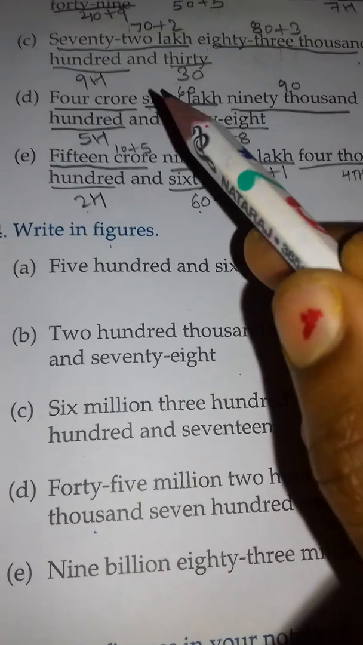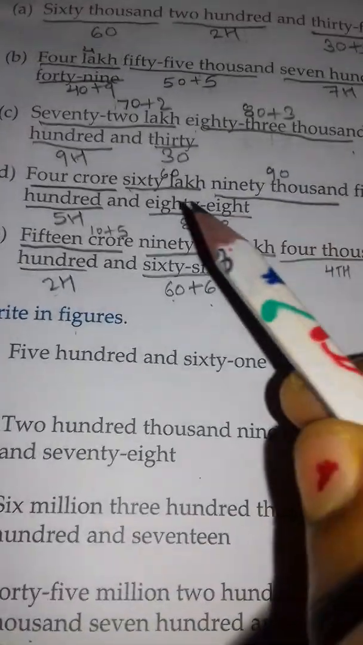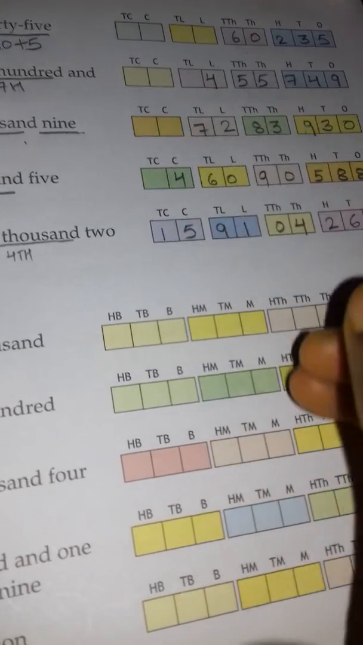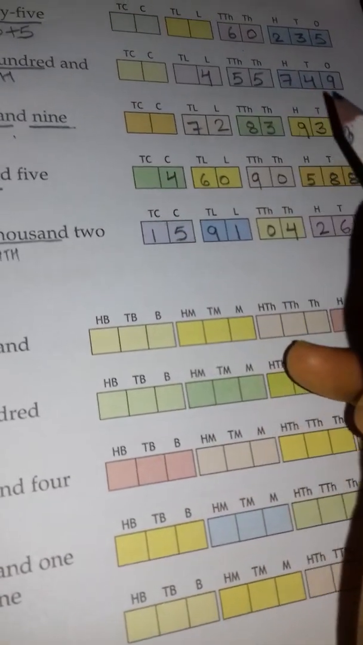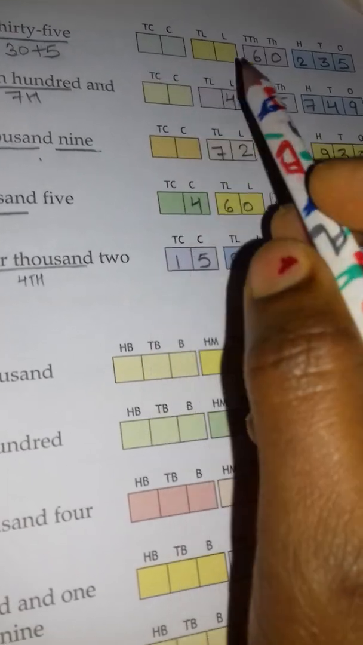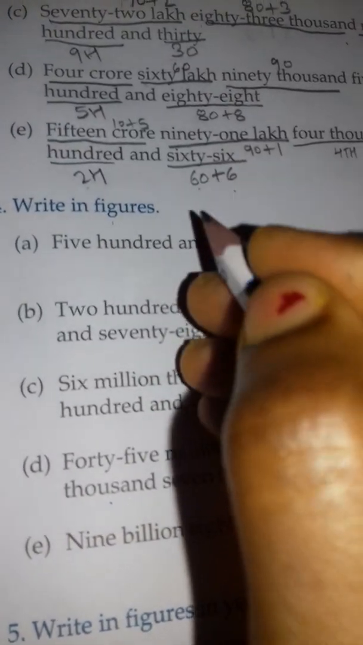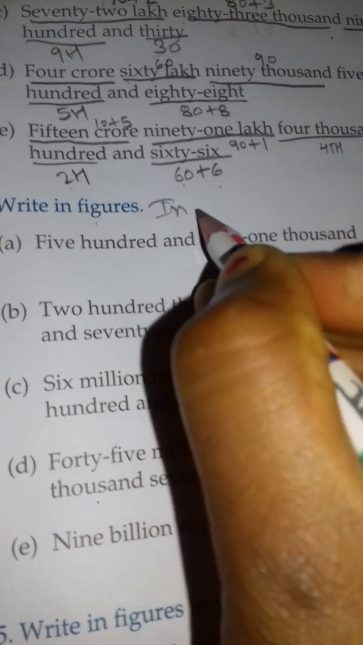Friends, between question number 3 and 4, you can see question number 3 was based on the Indian number system, the Indian place value chart. These period blocks are made according to the Indian place value chart. Crore period and lakh period are mentioned here. And question number 4 is based on the international place value chart.